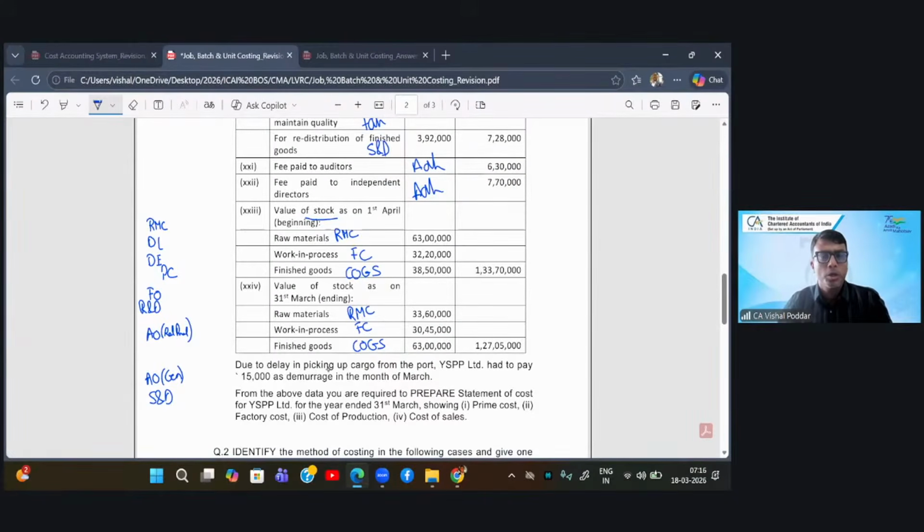Now, due to delay in picking up cargo from the port, the company had to pay 15,000 as demurrage. Now, see, demurrage is like a penalty because you have got late in clearing your cargo. So this is a penalty incurred by the port authorities because you are using their port beyond the specified time.